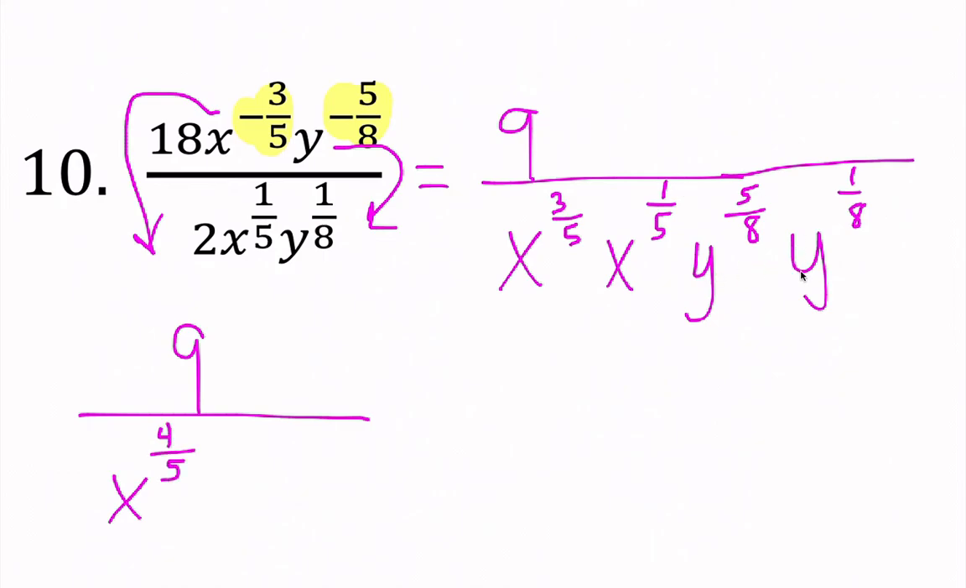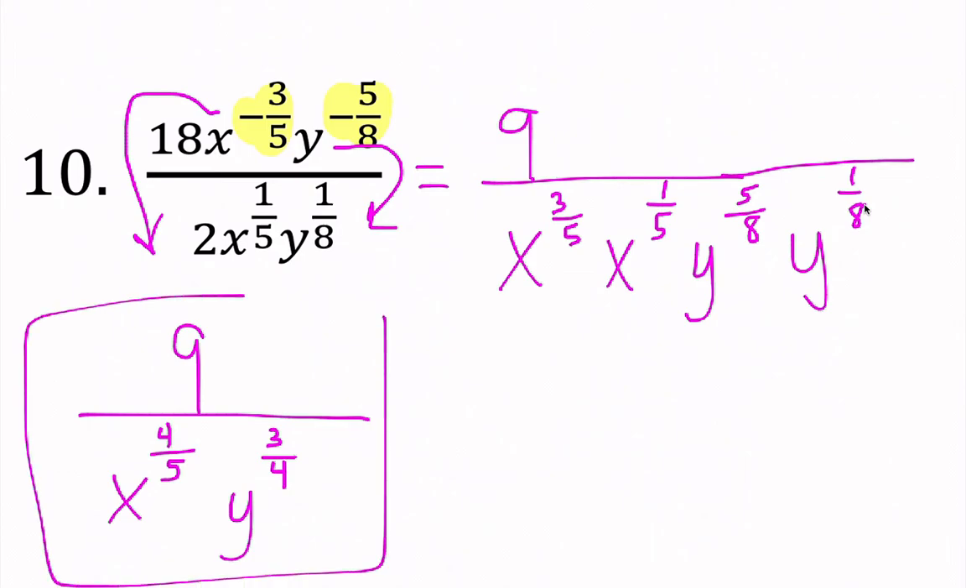Okay, I see y's here and here. They're both on the bottom, so I know y's belong on the bottom. So what I need to do is I need to take my exponent here of 5 over 8 and add my exponent here of 1 over 8. So if I take a 5 over 8 and I add a 1 over 8, it's going to give me y to the 3/4. Okay, this is my final answer.